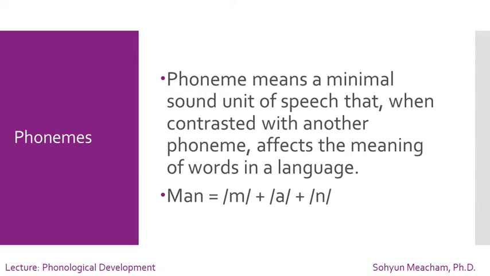Man and ban is called a minimal pair. A minimal pair consists of 2 words with sounds that are very similar but have different meanings. Another example can be phone and cone.